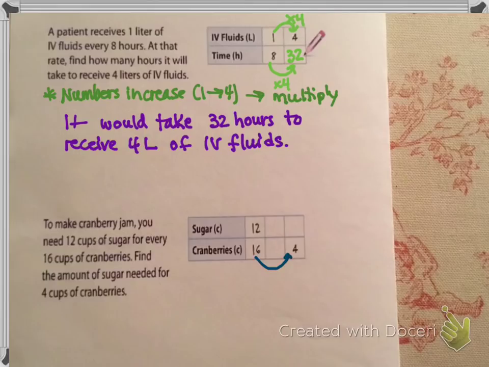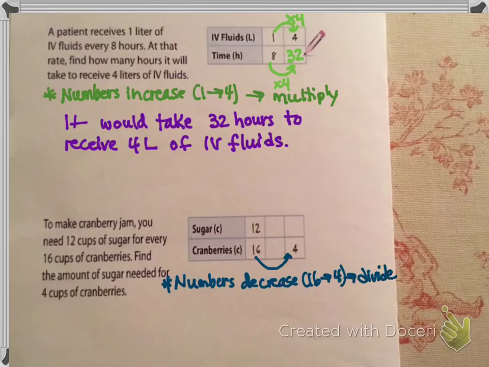There we go. In order to go from 16 to 4, I'm not going to use multiplication. In fact, I'm going to use the inverse of that. I'm going to use division. So I'm going to say numbers decrease. So we go from 16 to 4. Let me write that in there. So 16 to 4, that's when we're going to divide. Okay? So let's see, 16 divided by 4 is going to give me 4.